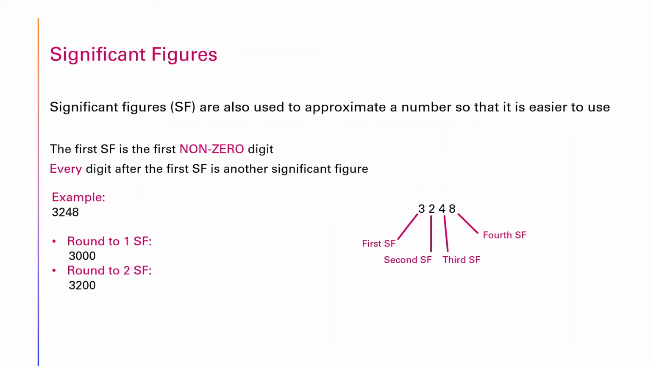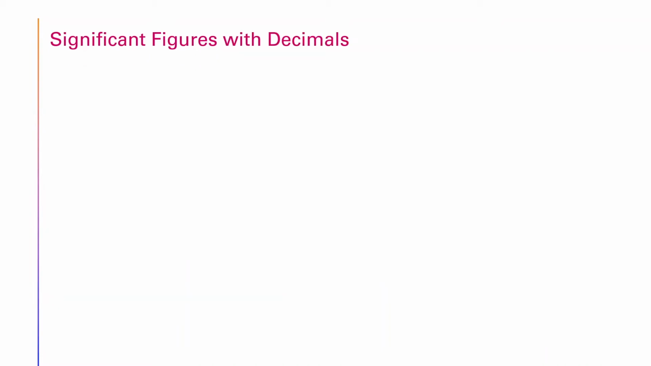Now third significant figure is a 4, and if you're rounding to third significant figure, the number we would be changing is a 4, and we know that the number to the right of 4 is an 8, and numbers 5 to 9 are rounded up. So our answer would be 3250.